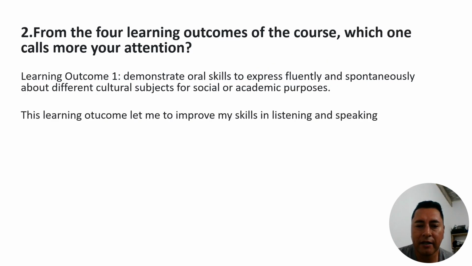From the four learning outcomes of the course, which one calls your attention more? I choose learning outcome 1. Demonstrate oral skills to express fluently and spontaneously about different cultural subjects for social or academic purposes. This learning outcome led me to improve my listening and speaking skills.